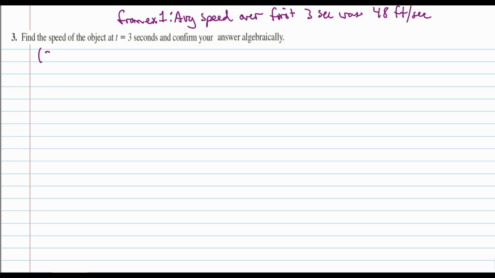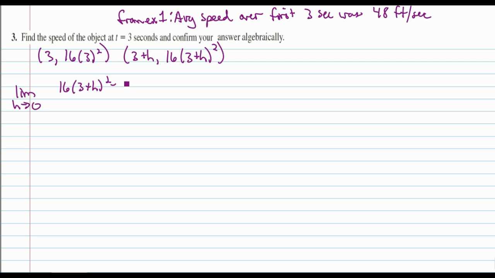I'm going to use the point (3, 16 times 3 squared), and then a point a teeny tiny amount away from that. 3 and a little bit is going to be our x value, which means our y value is going to be 16 times (3 plus a little bit) squared. I want the distance between these two x values to approach 0. So I want h to get really, really small, almost to 0. So I'll look at y2 minus y1 over x2 minus x1.